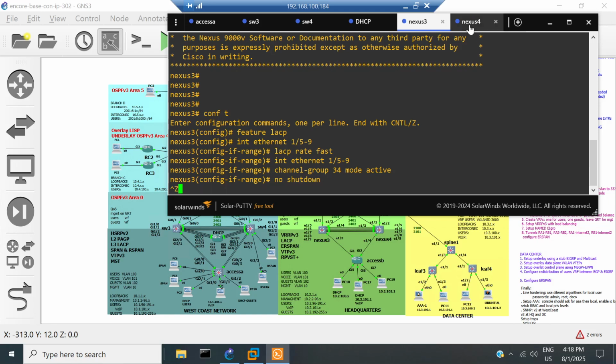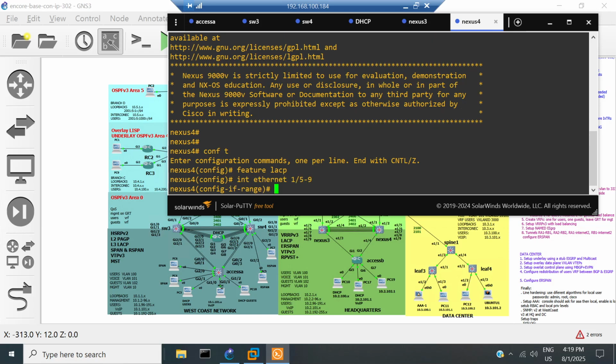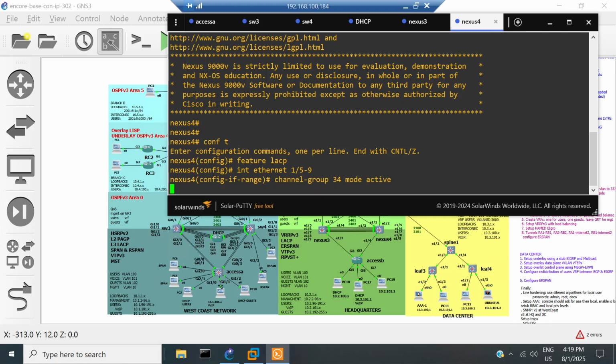And then I'm going to do the same here. Interface from Ethernet 1.5 to 9. How do I know these are the interfaces? Because these are listed here in the diagram. And then channel group 34 mode active. Then I'm going to configure min links and max bundle.